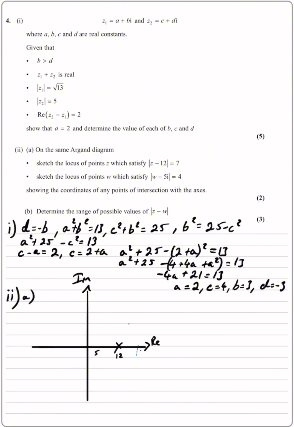For the circle w, it's going to be centered at 5i. So that's 5 on the imaginary axis. And it's got a radius of 4, so it's going to cross the imaginary axis at i and 9i. There's 1 and 9 on that imaginary axis. And there are our two loci of points.